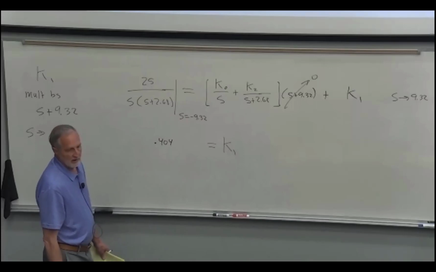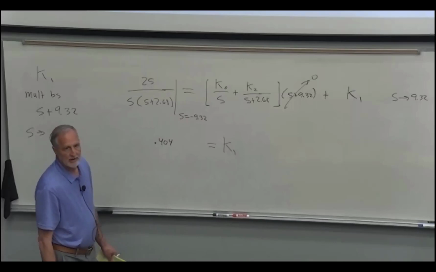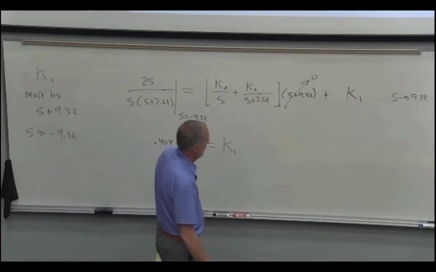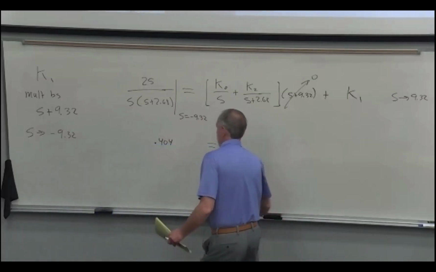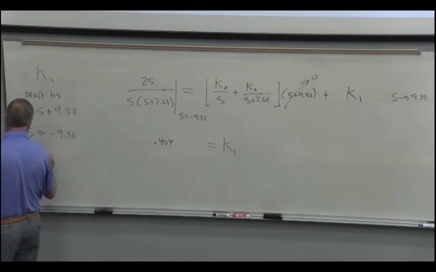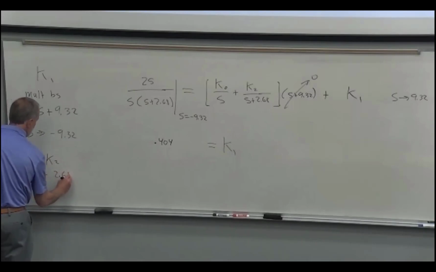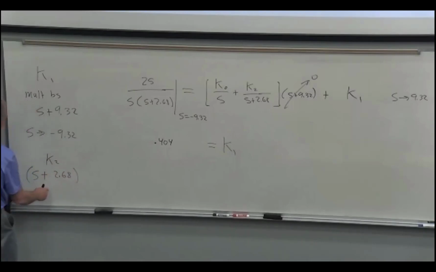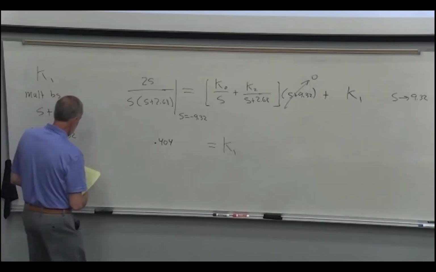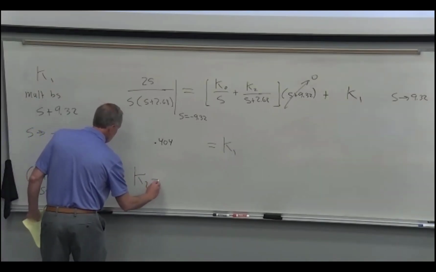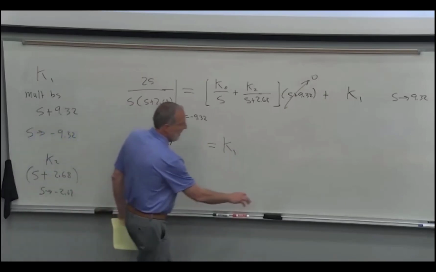All right, so I'll give you guys a few minutes to find K2 the same way. Multiply both sides by the thing in the bottom. So we multiply by that and let s approach minus 2.68. So you guys are going to find K2 just to practice.